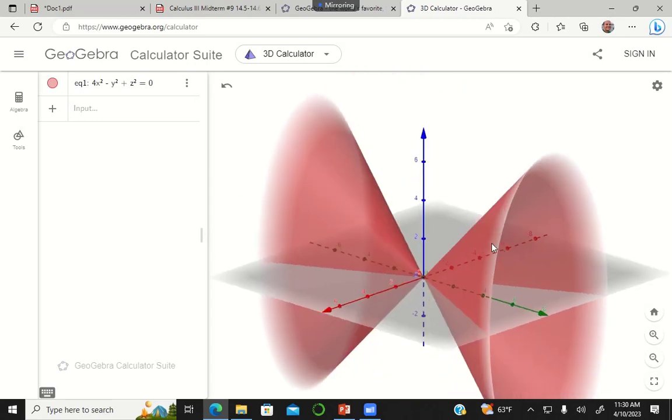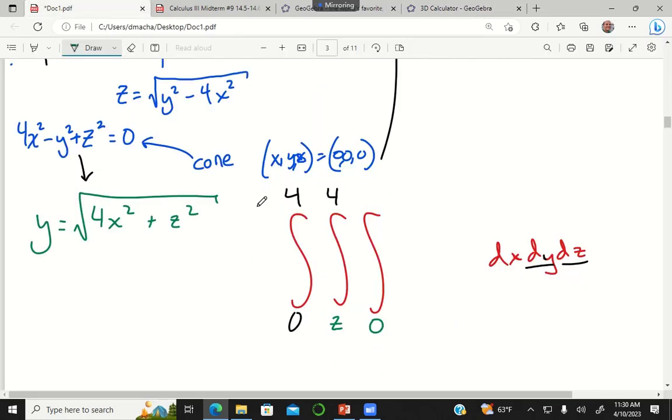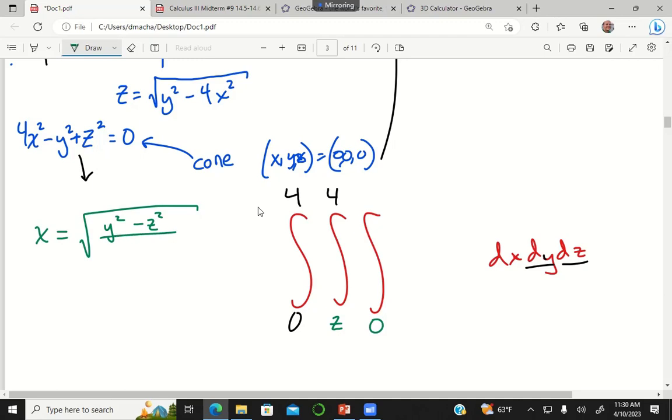But the upper bound is going to be part of this cone shape, and so the upper bound has to obey some function of both y and z. And so that means I would take this and then rearrange it for x, and then rearranging this for x should give me x equals the square root of y squared minus z squared over 4. And so that, I think, is going to be my upper bound.